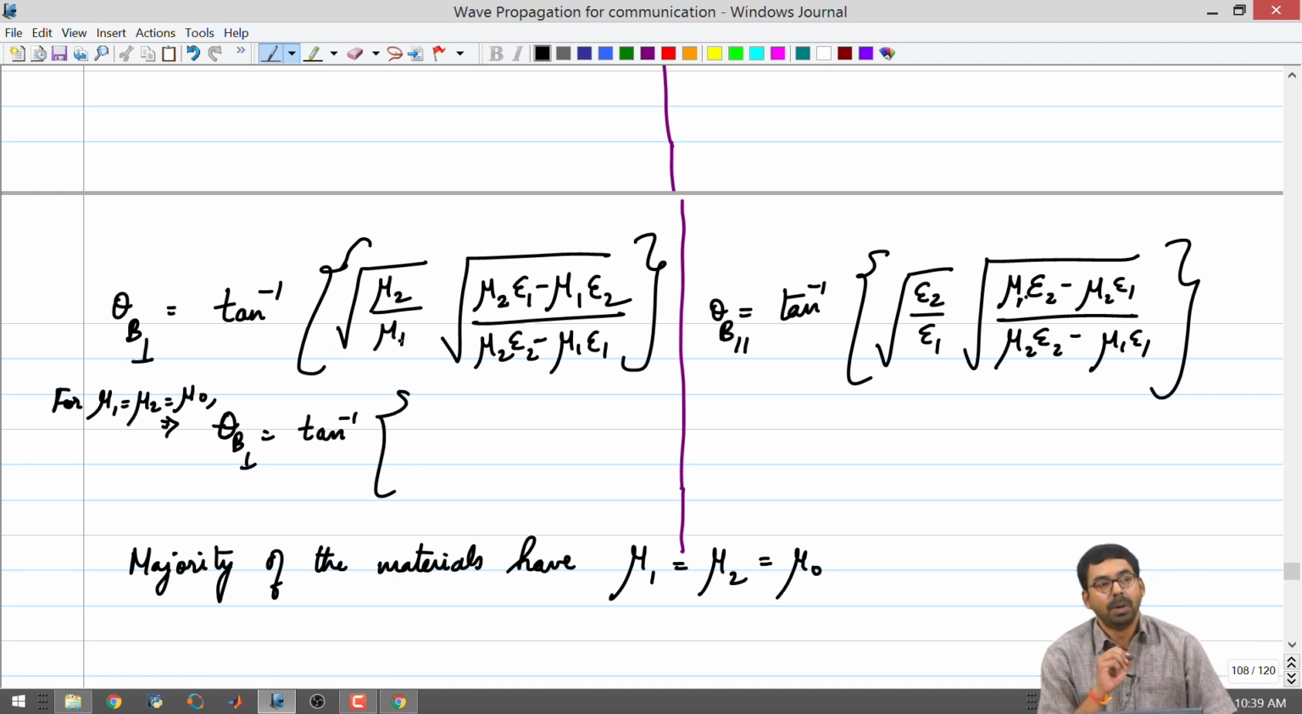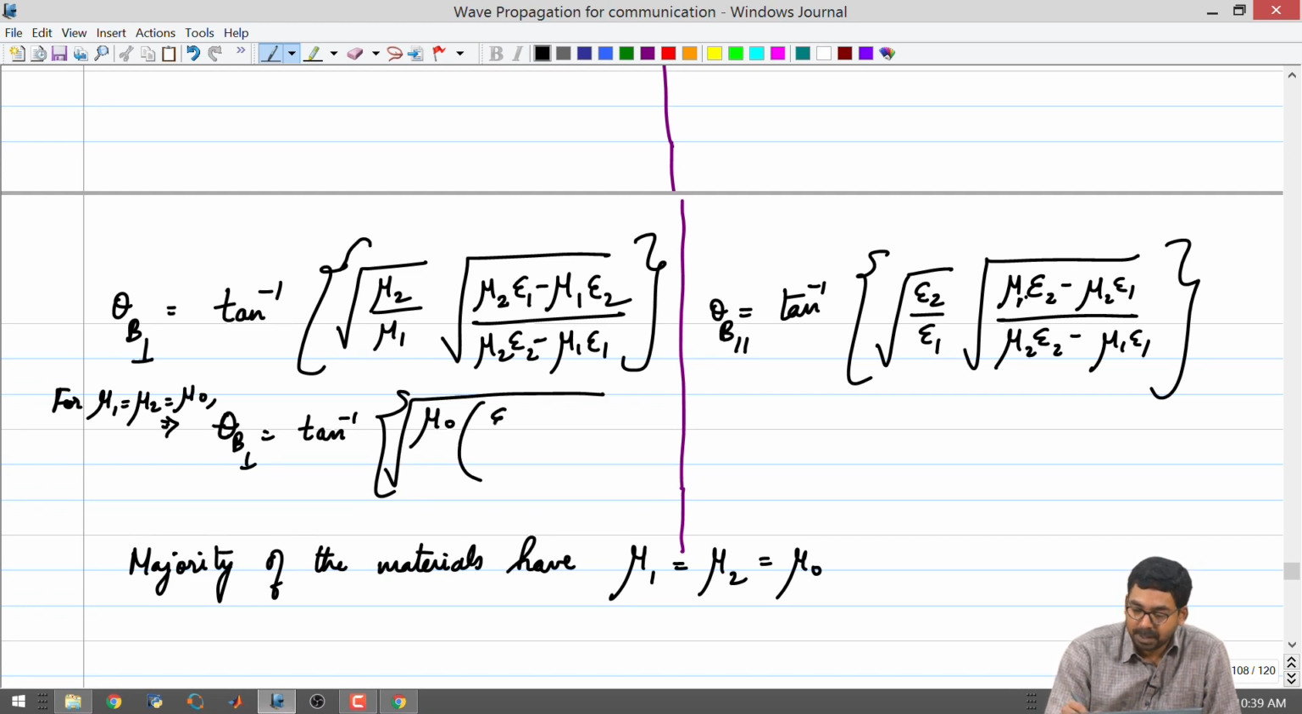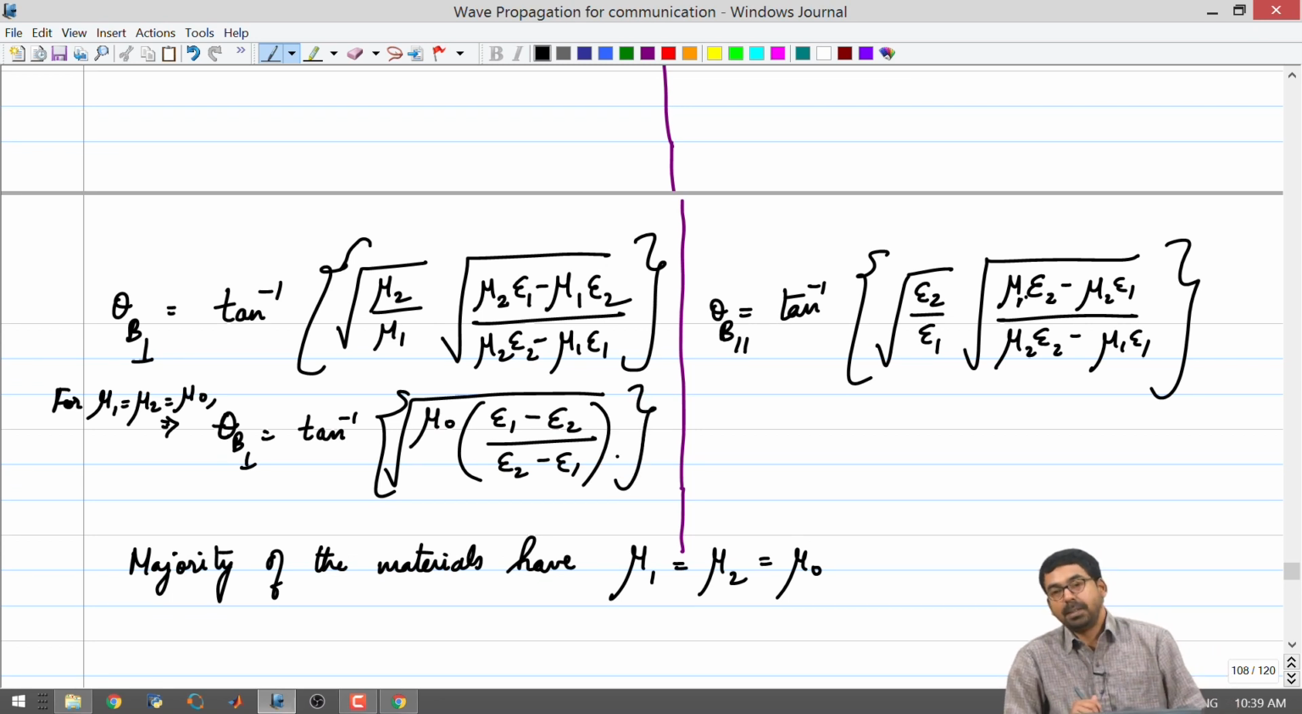square root of mu 2 by mu 1 is just 1, and then I substitute mu 2 and mu 1 to be mu naught. So, I can take mu naught outside. So, it is epsilon 1 minus epsilon 2 divided by epsilon 2 minus epsilon 1. Once again, I can take a minus sign, the ratio has to be equal to minus 1. So, I get tan inverse of minus square root of mu naught. Okay. Tan inverse of square root of minus mu naught is what I would get.